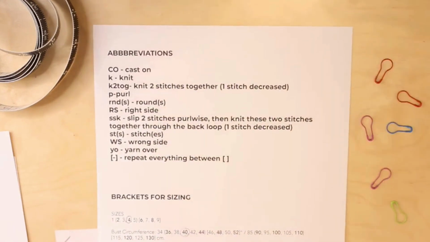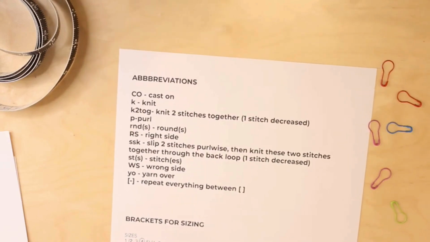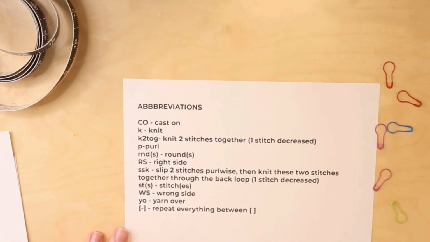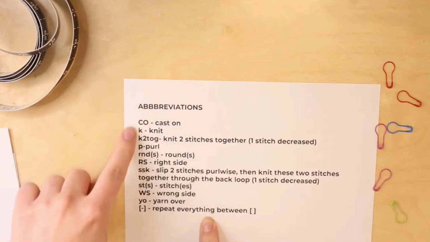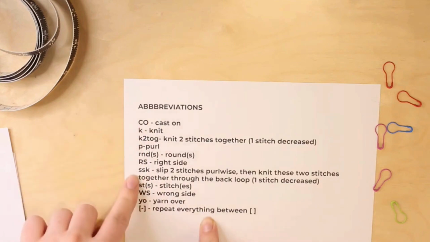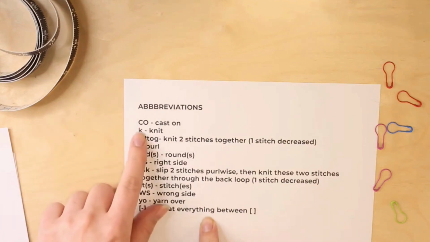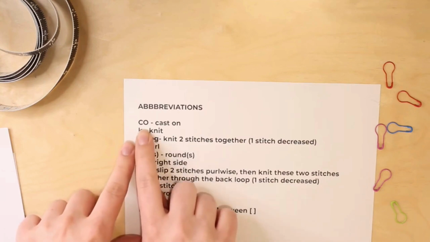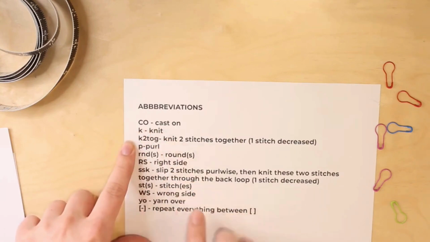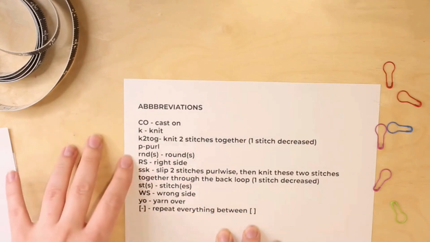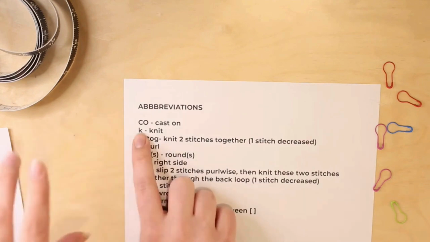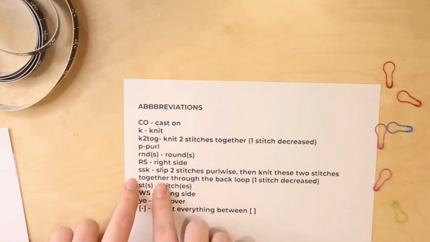Now, most patterns are written in abbreviations to make them fit easily on a printed page. Your patterns will have a list of the abbreviations used, usually at the beginning or end of the pattern. They'll be in either alphabetical order or the order they're used in. These are some basic, simple abbreviations that you will come across. So cast on is often used as CO capitalized, knit with a K, knit 2 together, purl. If you see something like knit, they'll usually put a number next to it, which means the number of stitches you will be knitting.